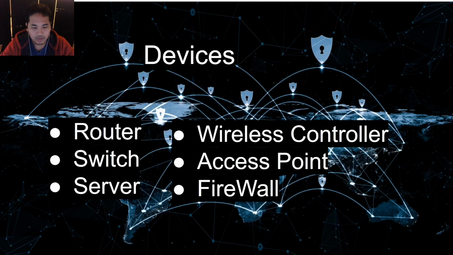Now we're going to talk about key networking devices, the actual hardware that makes those topologies work. Over the next few slides we'll cover 6 essential devices: routers, switches, servers, wireless controllers, access points, and firewalls. Each has a specific role, and knowing what each device does and what OSI layer it operates at is fundamental to building and fixing networks.